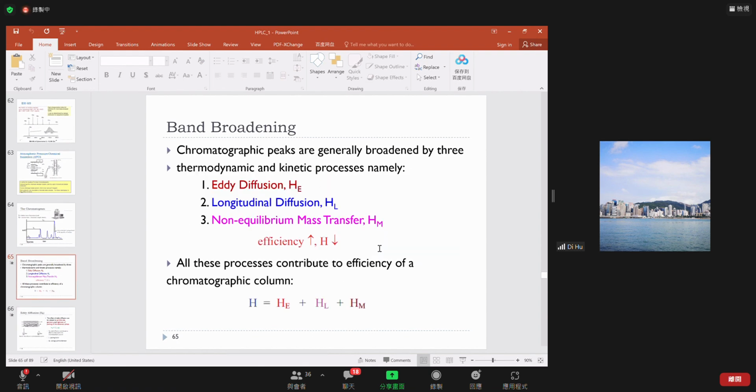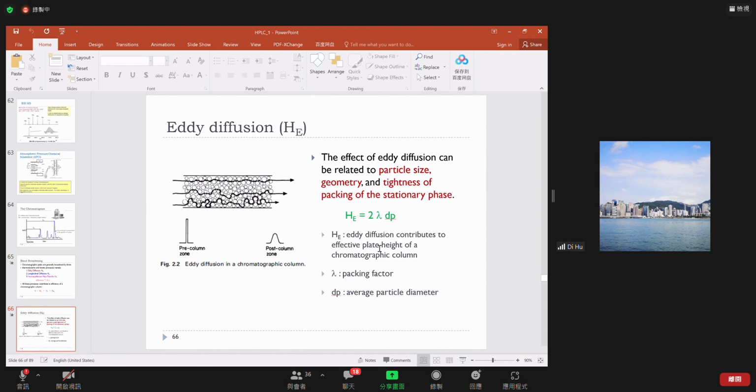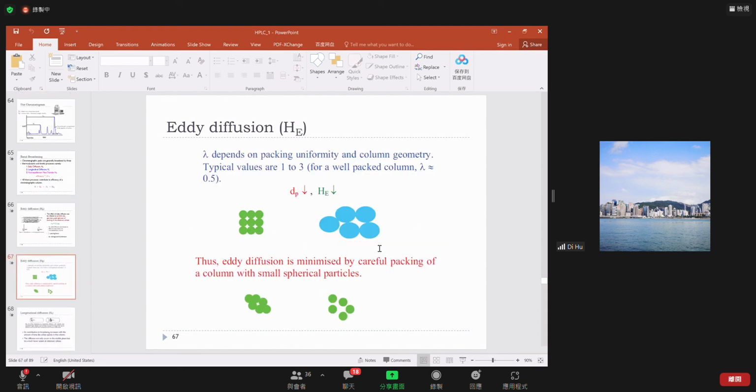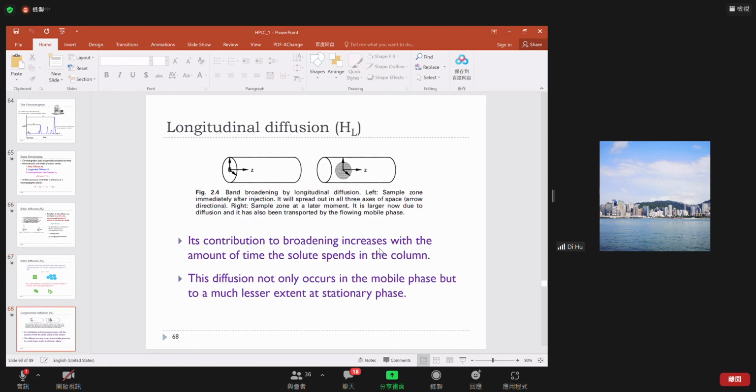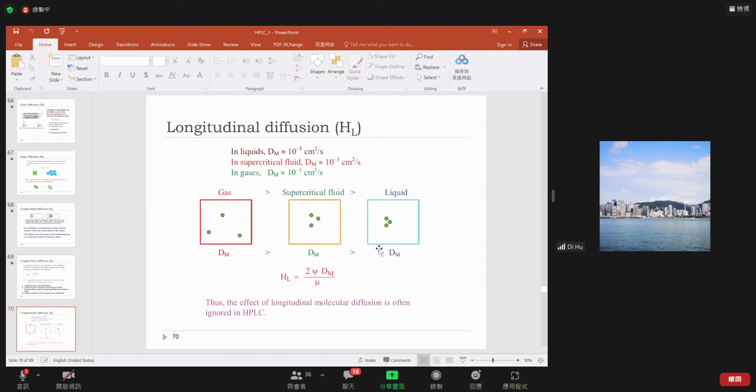Then we really spent time on column efficiency. What are the parameters that influence A, B, C? What is eddy diffusion? What is longitudinal diffusion? What is non-equilibrium mass transfer? I hope you understand the meaning. It's particularly for HPLC. In the first part, when talking about GC, Dr. Wang already talked about the van Deemter equation and the ABC terms that matter in GC. But here I want you to know, for HPLC, which term matters and why. The meaning behind it.